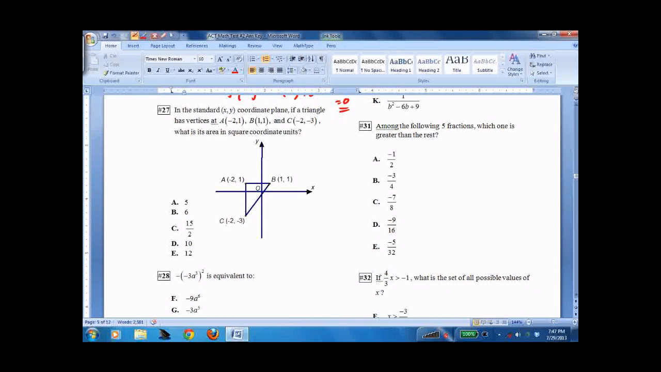27, triangle with these vertices. What's the area? Well, area is 1/2 base times height. And the base is just this distance across, because this is a right angle. And that goes from -2 to 1, so it's 3. And the height is this distance. That goes from 1 to -3, so it's 4. So it's 12 divided by 2, which is 6.